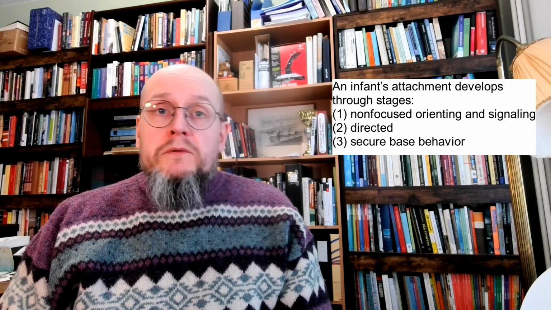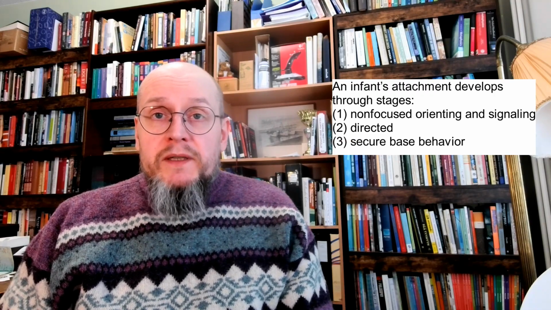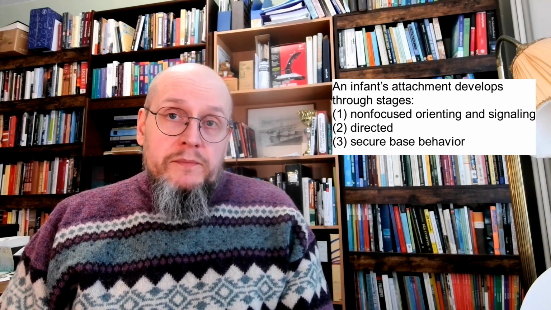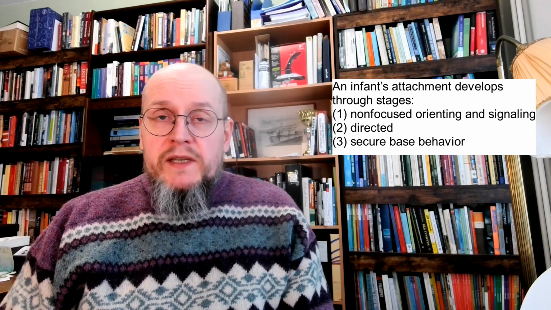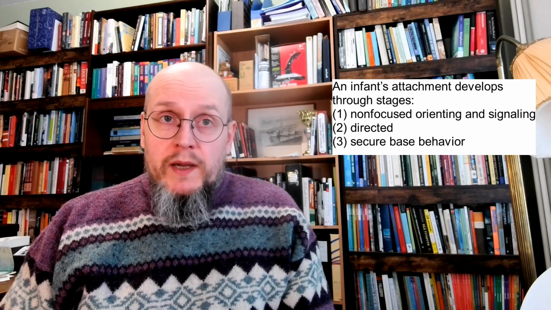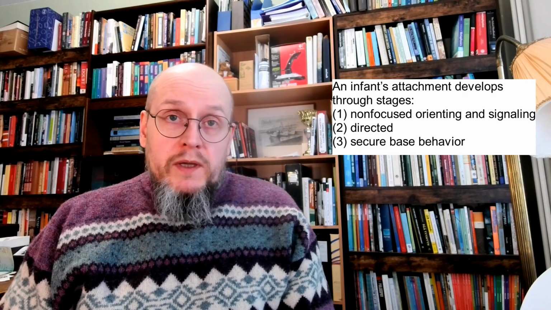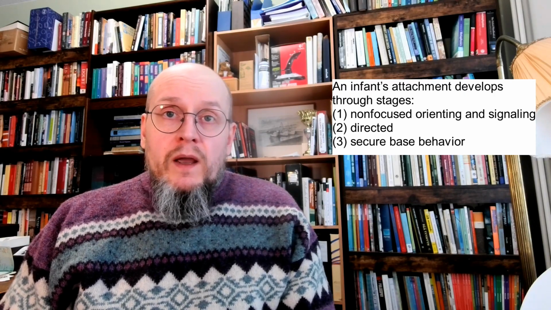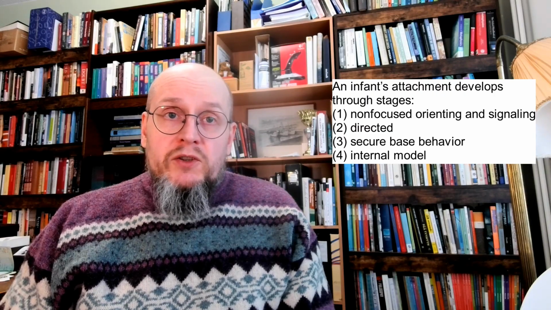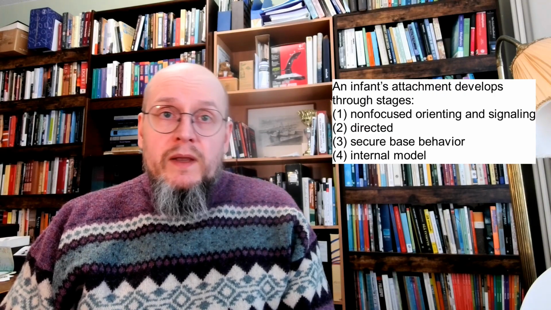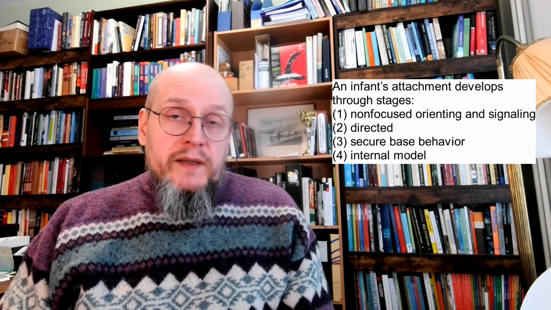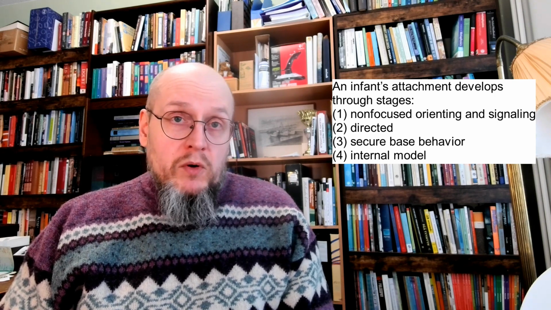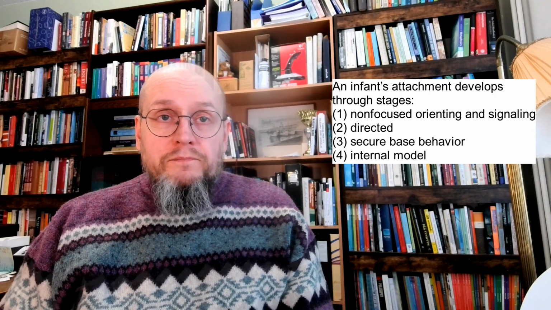From 6 months to 2 years of age, they exhibit secure base behavior. This is when true attachment emerges. The baby seeks proximity and tends to cling to their caregivers, mostly the primary caregiver. After 2 years, the internal model phase begins, when the child is able to imagine how an anticipated action might affect their bond with the caregivers.